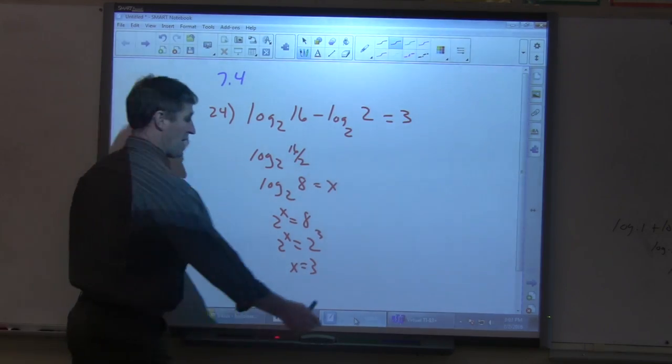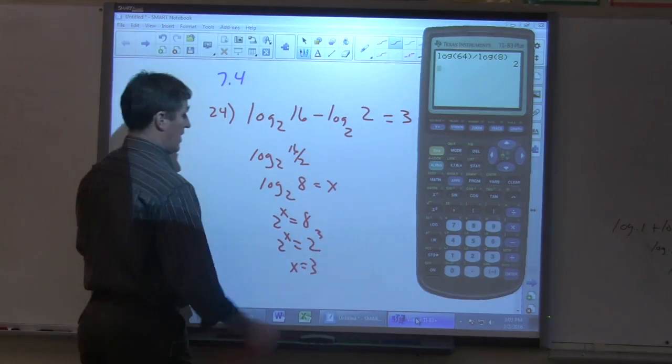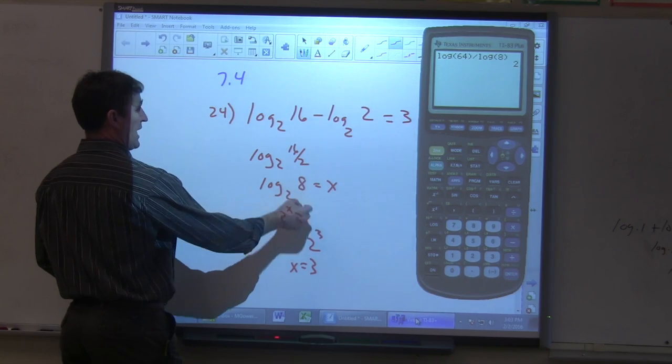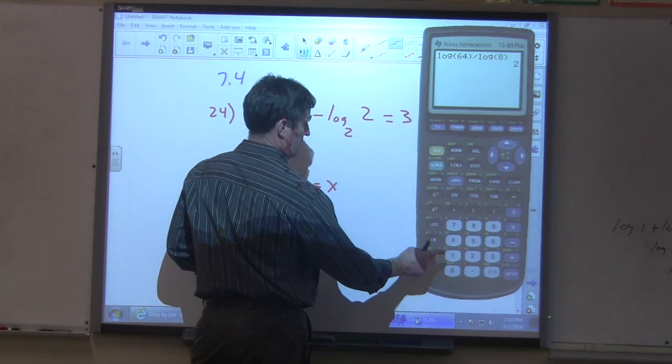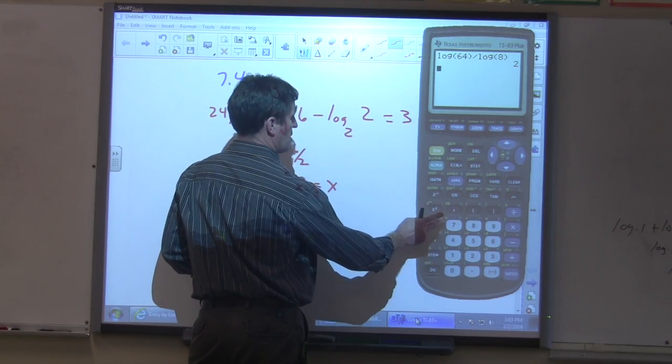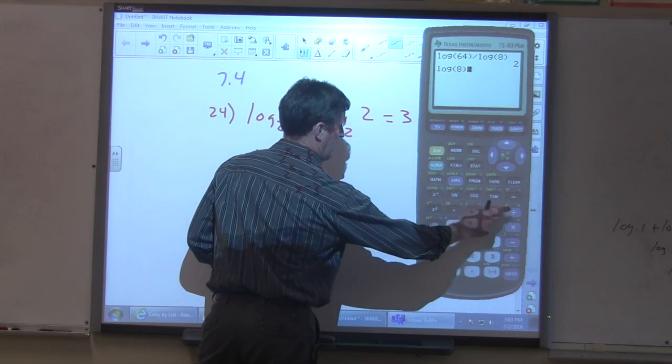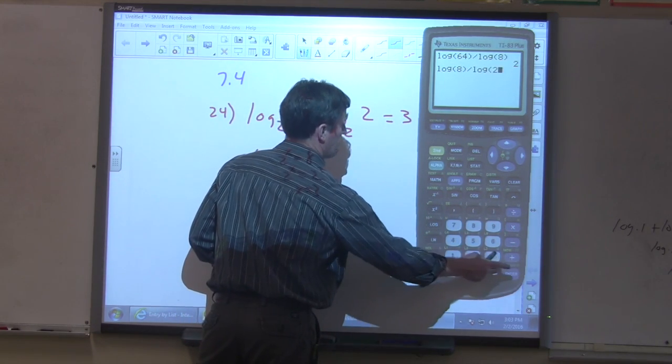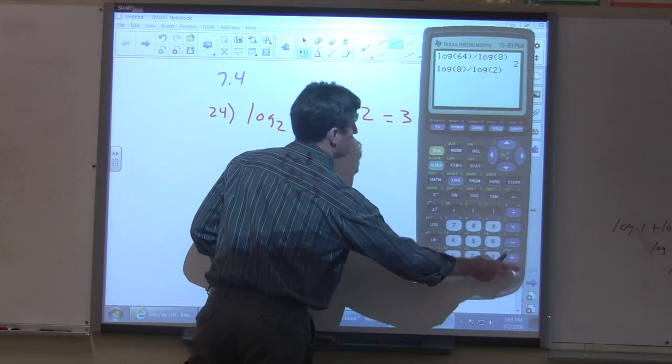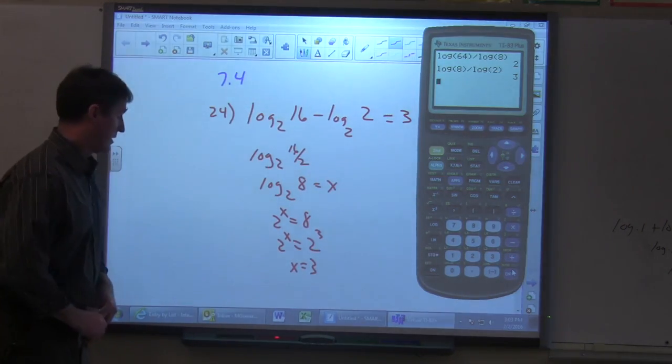Again, we could use the graphing calculator, and right here we could go log 8 divided by log 2 by doing the change of base formula. Log 8 divided by log 2. And again, we get 3.